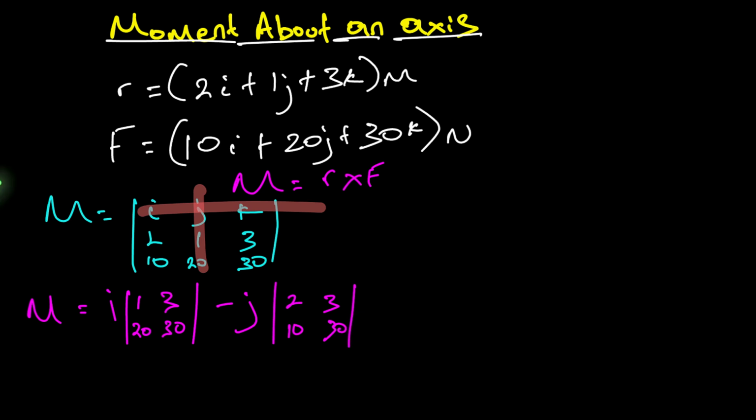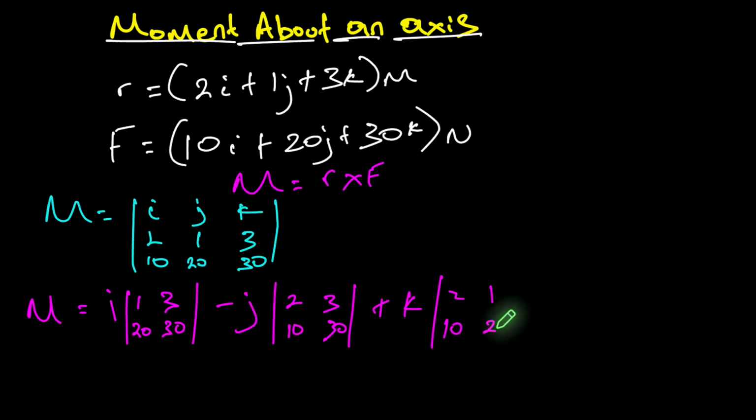And we're going to repeat the exact process to get our K value. So now we're going to have plus K, and it's the same thing. So we just eliminate the 3 and the 30 there. So we're left with 2, 1, 10, and 20. And I'm going to show you now how to do the calculation for each of the components. So let's get into those calculations.